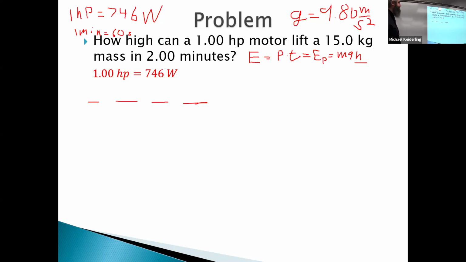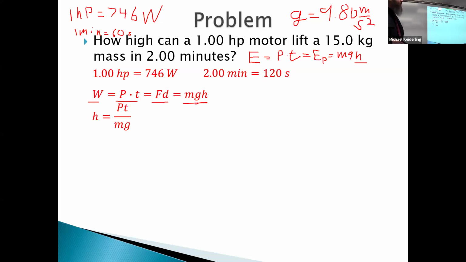So 1 horsepower is 746 watts. 2 minutes is 120 seconds. Work is power times time. But work is also force times distance. And that's the weight, mg, times the height. So power times time equals mgh. So if you solve for height, height is going to be power times time over mg.